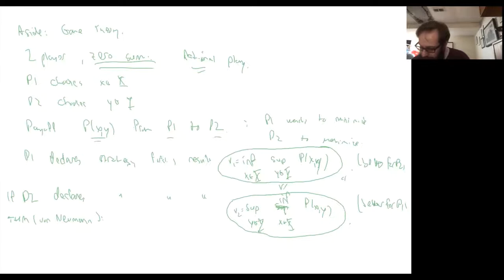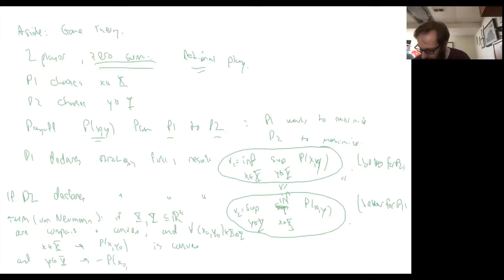If the strategy spaces are both compact and convex in some Euclidean space, and for both functions, if I fix x naught and y naught, then the map X going to P of X, Y naught is convex. And similarly the map on Y, since Y is trying to maximize, we'll put a minus sign here. And actually, you don't really need them to be convex. You need them to have convex level sets, sublevel sets.